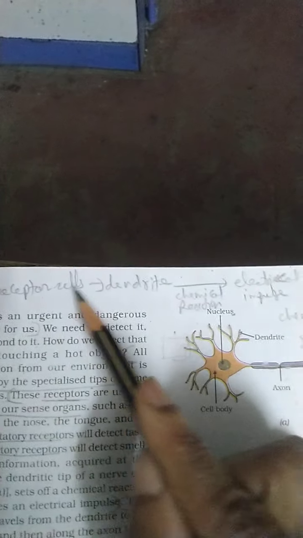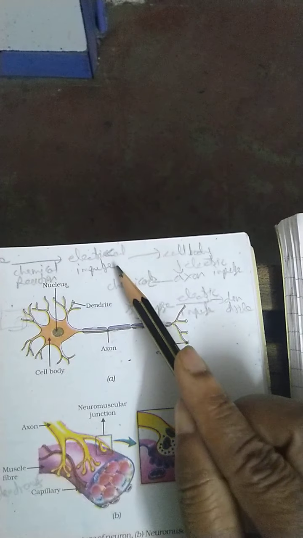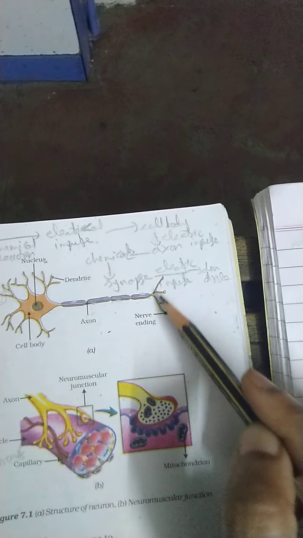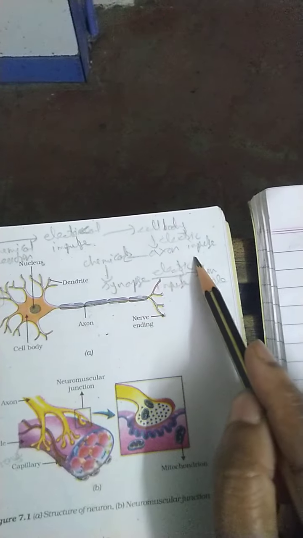So first of all, the receptor cell is connected to the dendrite. In the dendrite, some chemical reaction takes place when it feels the sensation, and this chemical reaction converts the information to electrical impulse. Electrical impulse brings the information towards the cell body, and from the cell body it passes towards the axon in the form of electrical impulse, and once it reaches the nerve endings of the axon, this electrical impulse gets converted into chemicals.